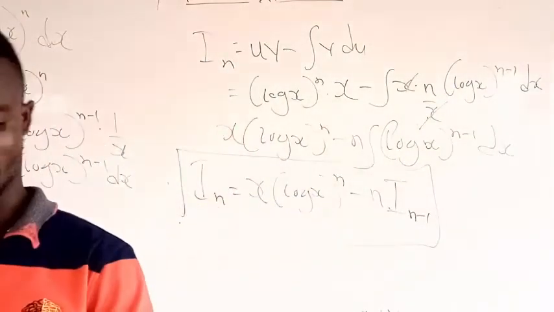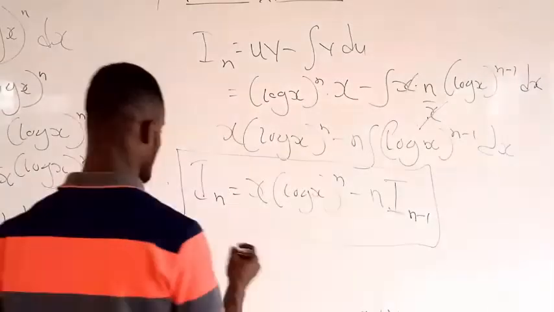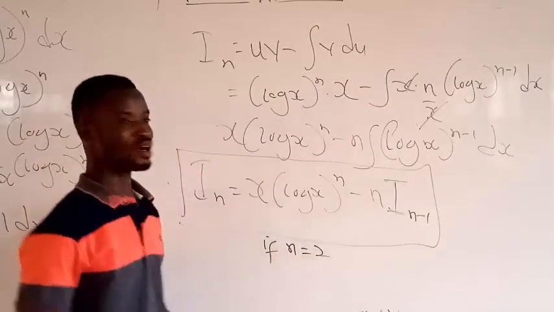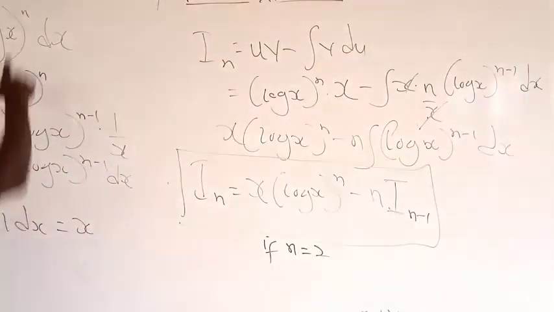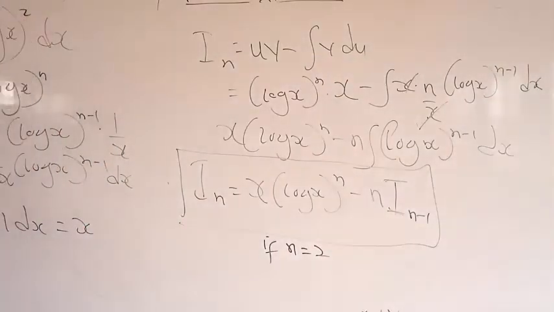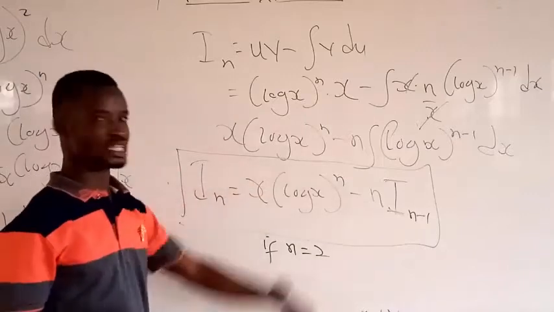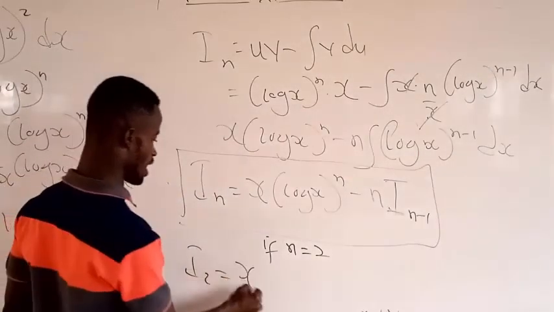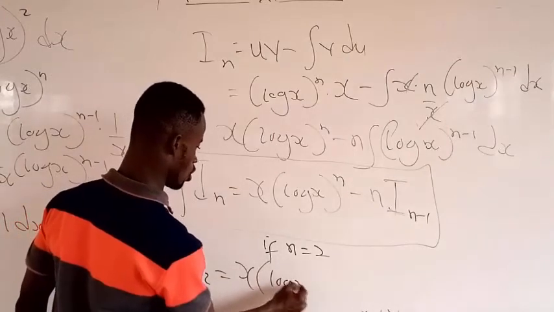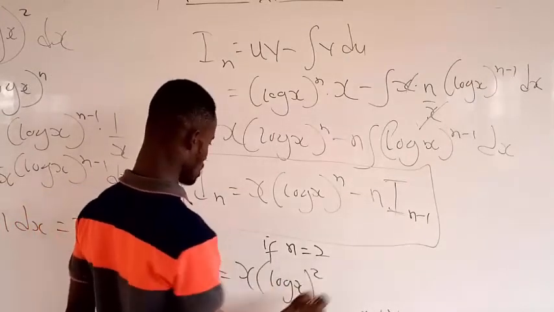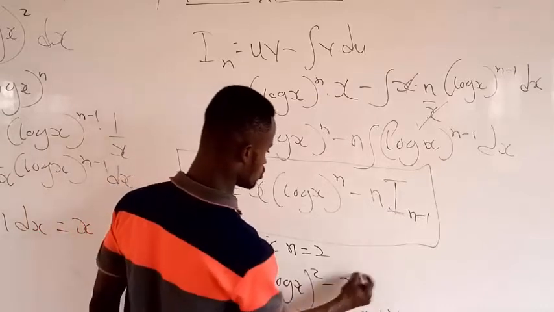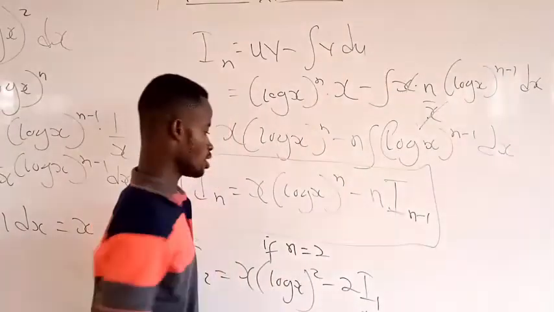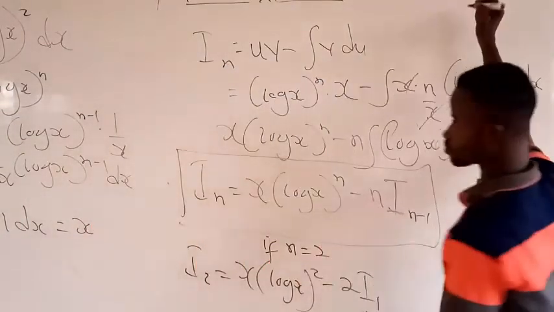So when you are doing that, if n is equal to 2, what do you think is going to happen? That is, when here is 2 and you have to integrate this, just take this. That is the general idea. So I_2 is going to be x (log x) to the power 2 minus 2 I_1, since 2 minus 1 is 1.